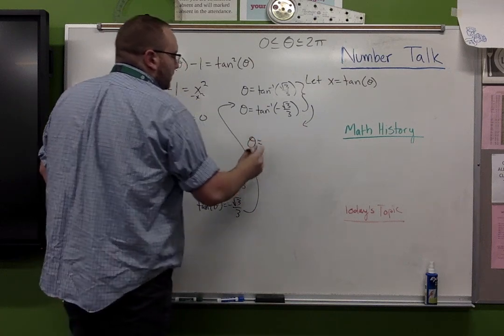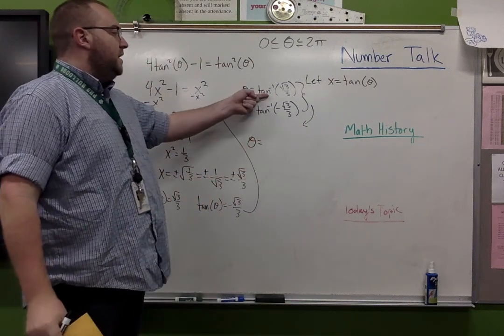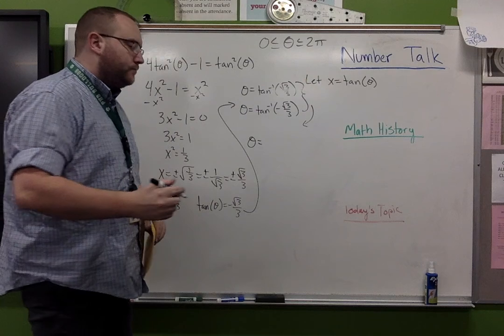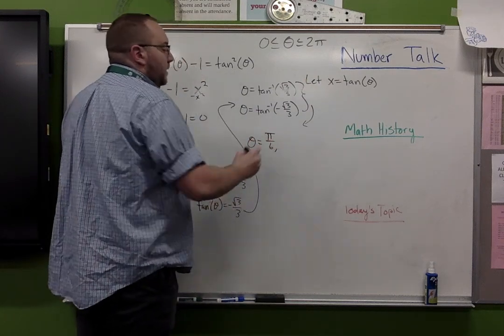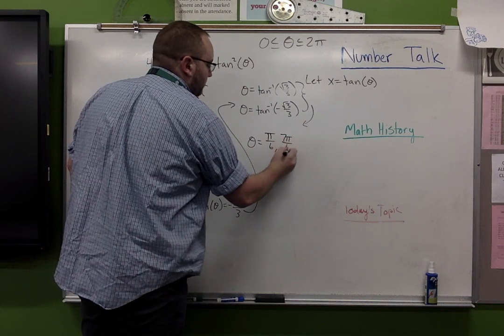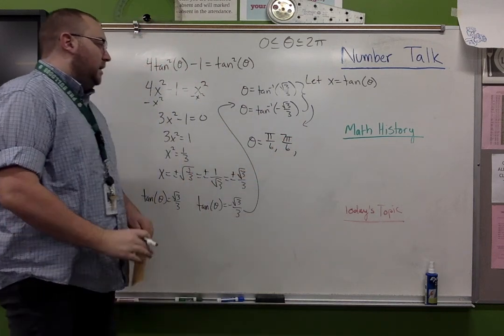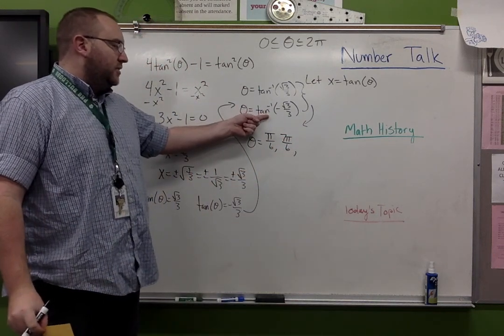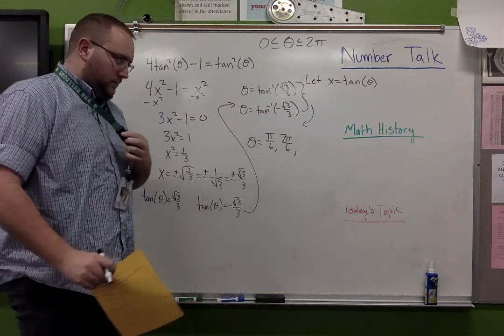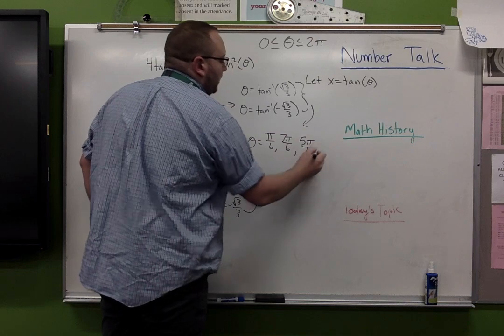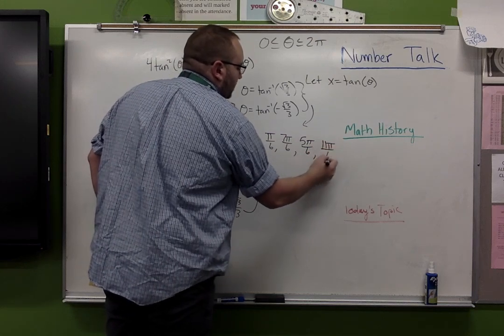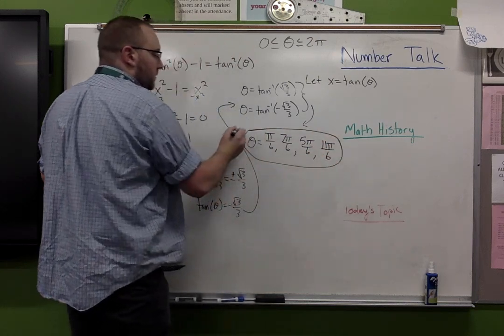So theta equals, well, what angles, when you take their tangent, you get square root of 3 over 3? That's pi over 6 and 7 pi over 6. And then what angles, when you take their tangent, you get negative square root of 3 over 3? That's 5 pi over 6 and 11 pi over 6. And those are your answers.